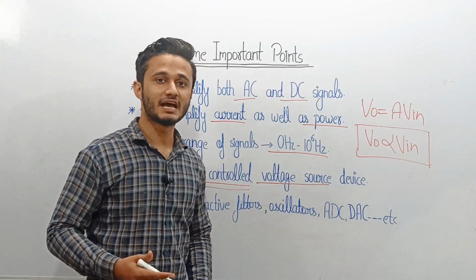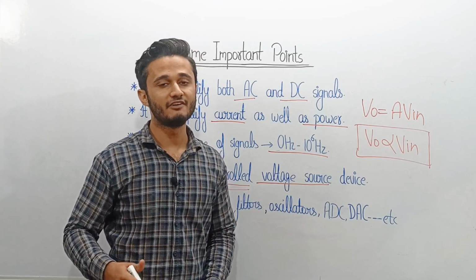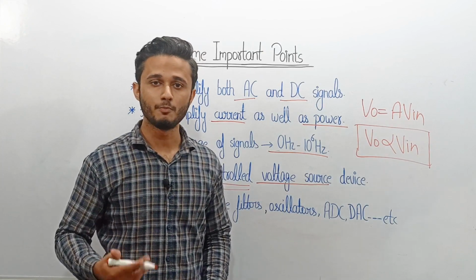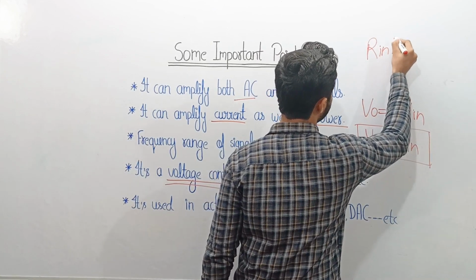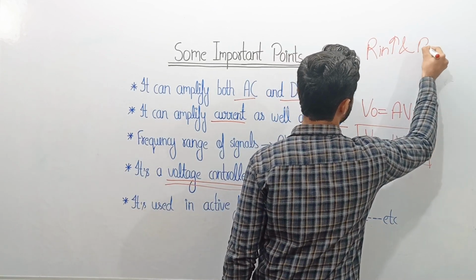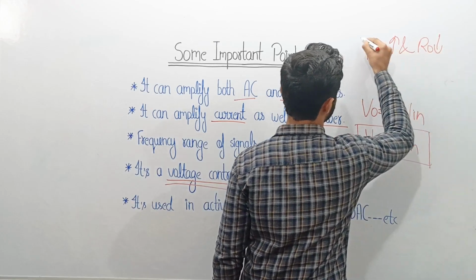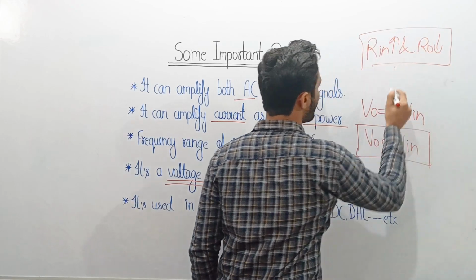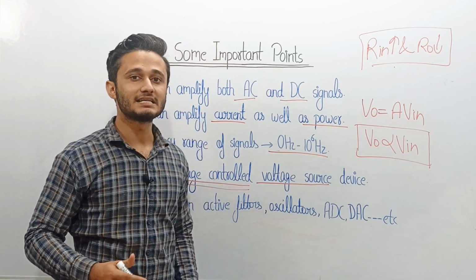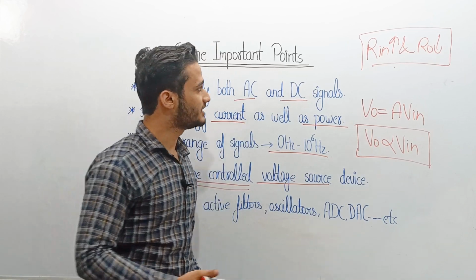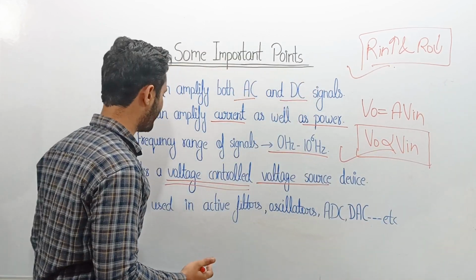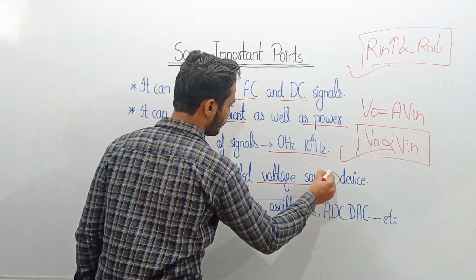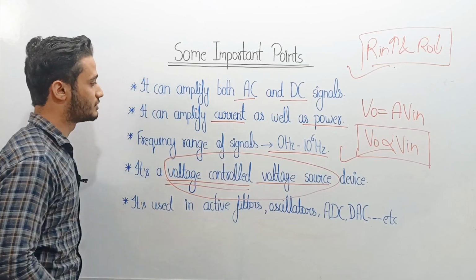Voltage source devices have very high input resistance and very low output resistance. Op-amps also have very high input resistance and very low output resistance. So because of this, op-amps also behave as voltage source. So because of these two reasons, an op-amp falls into the category of voltage controlled voltage source device.